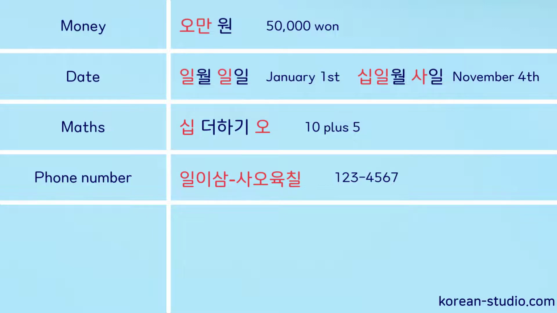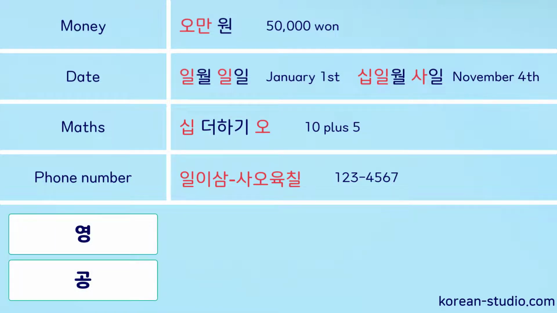1234567. Now at this point, let's talk about the number 0 in Korean. In Korean, we have two words for 0, 영 and 공. Both are Sino-Korean numbers and each has its own specific uses. We use 영 to talk about temperature. So if it's 0 degrees, we would say 영도. And as you can probably tell, 도 means degree in temperature.